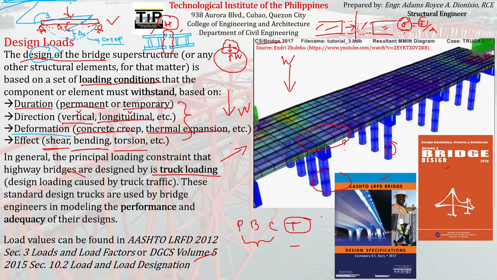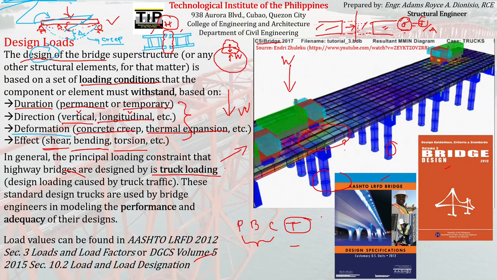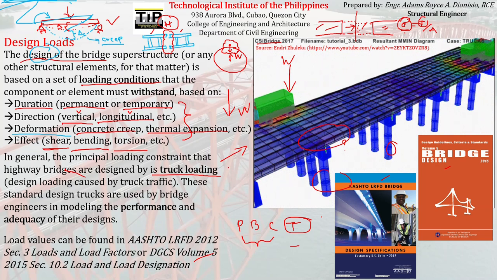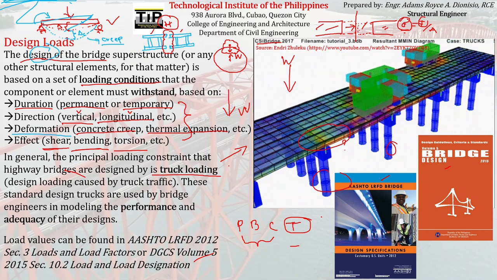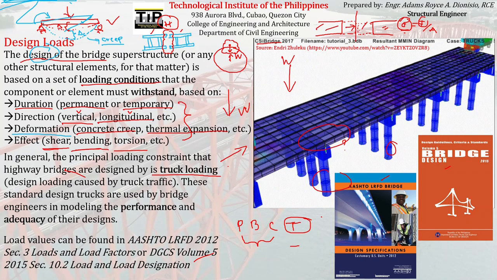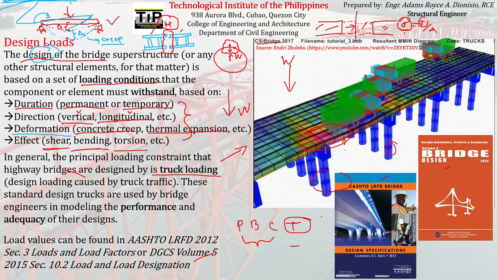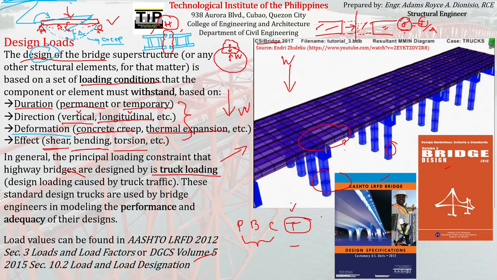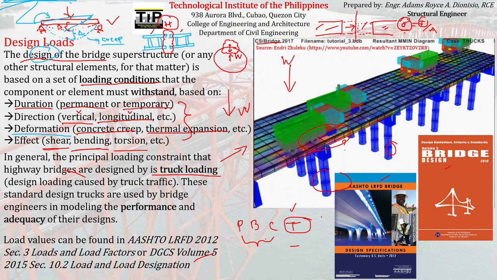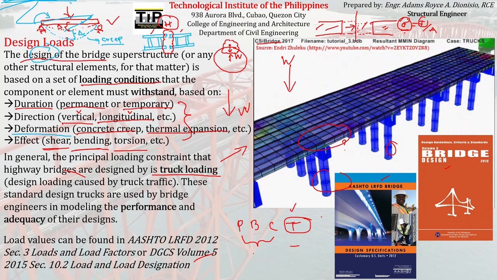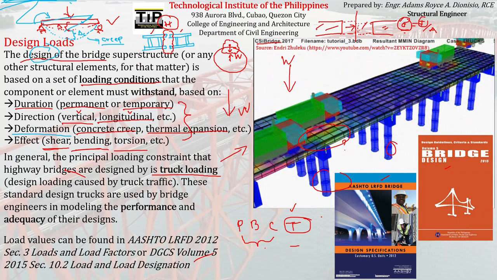So if you have used CSI Bridge, you are probably familiar with HL99. Later on, we will discuss the HL99 truck loading. Usually it is the basis whenever we design bridges, the truck loading. It is what we prepare for, what our bridge must withstand. If the bridge can withstand the truck loading, it is safe to assume it can also resist the pedestrian, the cyclist, and the simple car passing over our bridge.